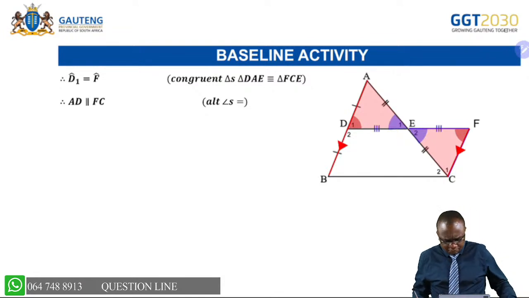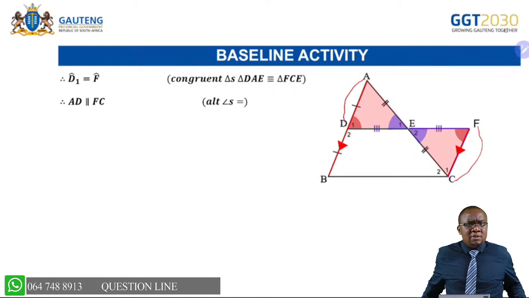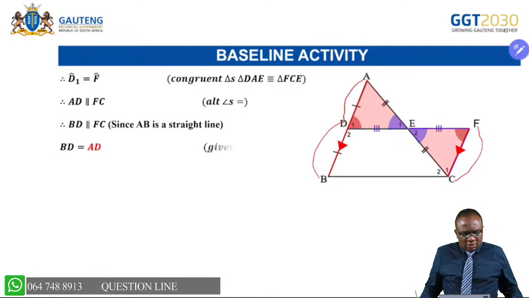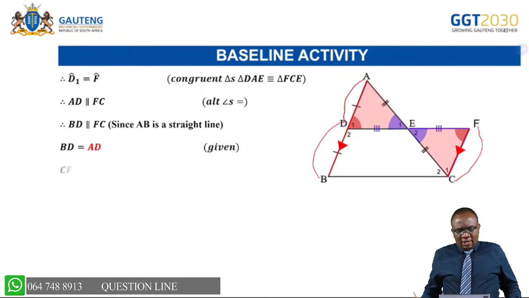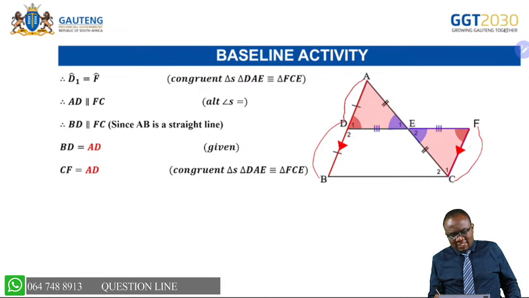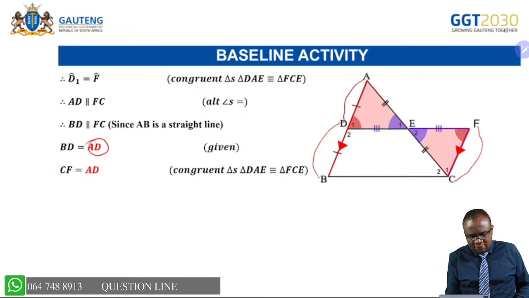Let's see. We said AD is equal to FC. Do you remember that? Because of congruency. But we're given that AD is equal to DB, because D is the midpoint. So now we know that BD is equal to AD. It's given. And then AD is equal to FC because of congruency.